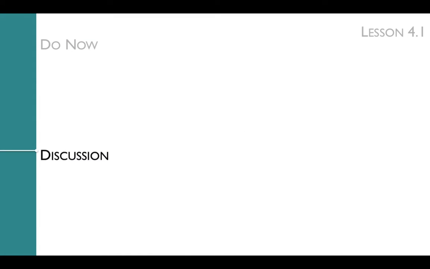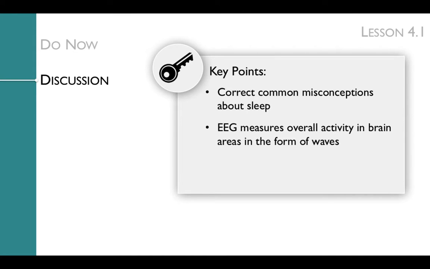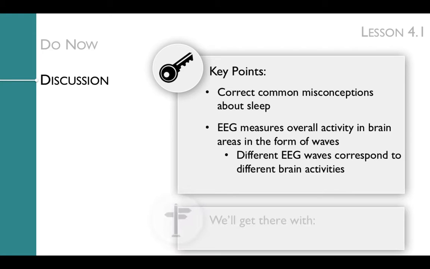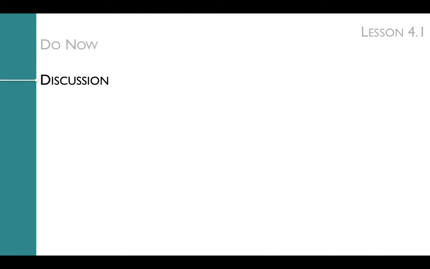The key points of the discussion are first to correct common misconceptions about sleep, which are uncovered within the Do Now's true-false quiz, and second, that the EEG measures overall activity in the brain areas in the form of waves. These different EEG waves correspond to different brain activities. We'll get to these key points with a Socratic discussion of the Do Now quiz. The discussion starts by reviewing the Do Now quiz.